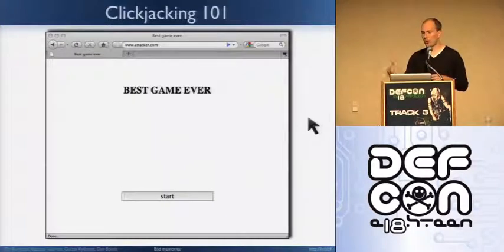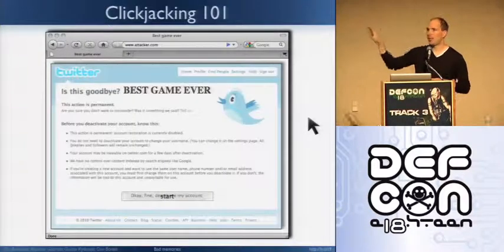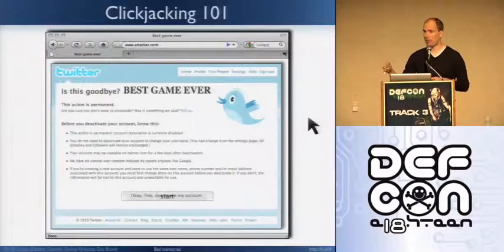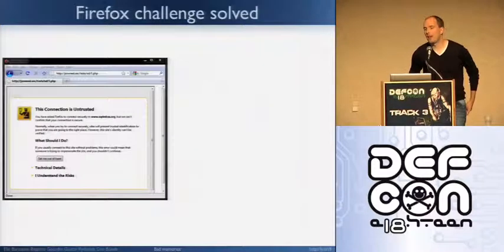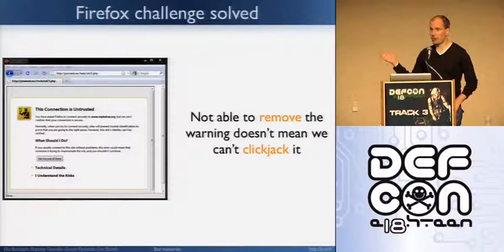What happens under the hood is you have a transparent div on top of it, which has another input box. When the user tries to do something, they will click on this invisible button and do something we will regret later. Of course, here for Twitter, they have a frame busting defense, so it doesn't work, but it's just to give you an example. You click, and instead of clicking to download or start, you're actually clicking on leaving Twitter. So that's how we solve the Firefox challenge: sure, we can't remove the warning, but we can clickjack it. And that's exactly what we're going to show you.